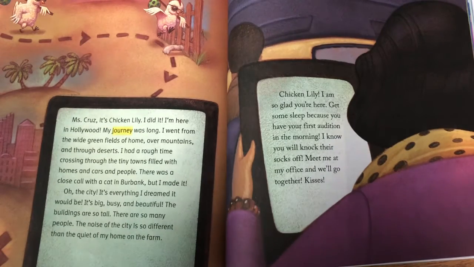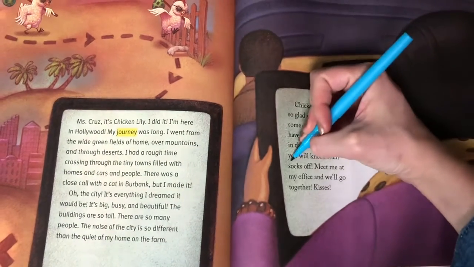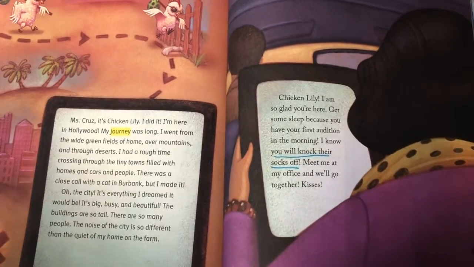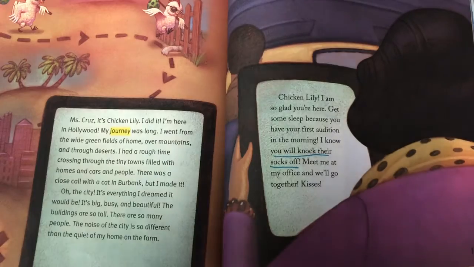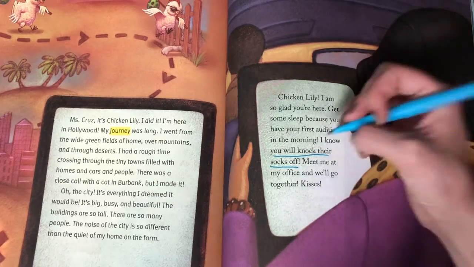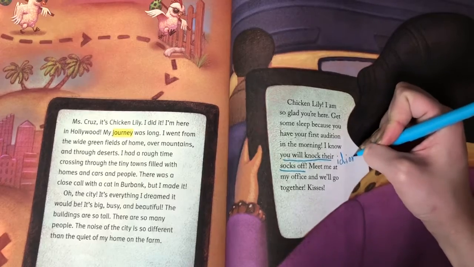So now let's take a closer look at the page. So Luz tells Chicken Lily that she knows you will knock their socks off. Go ahead and underline, you will knock their socks off. Does she mean that she will literally knock people's socks off, right off their feet? Is that literal? Will that really happen? No, that will not really happen. That is called figurative language, and it's a certain type of figurative language. It is an idiom. So go ahead and write idiom.